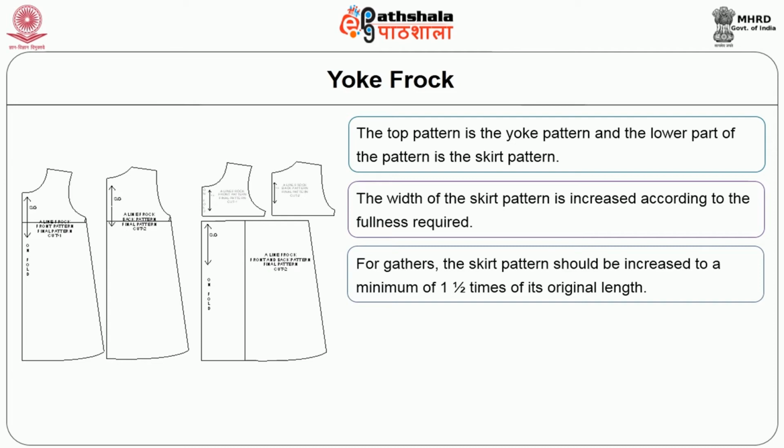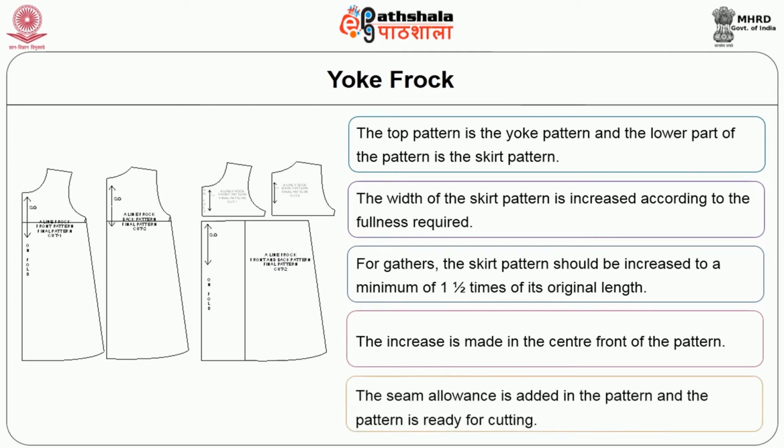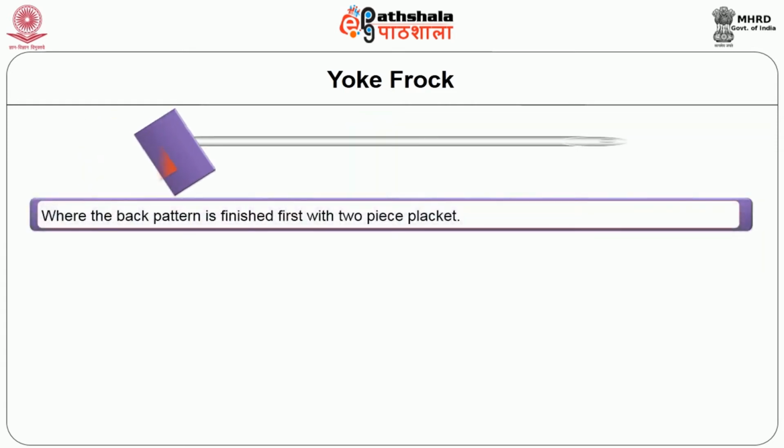For gathers, the skirt pattern should be increased to a minimum of 1.5 times its original length. The increase is made in the center front of the pattern, after which the seam allowance is added to all the parts of the pattern, and now the pattern is ready for cutting. The fabric is cut according to the pattern lines and the sewing is done in the following order.